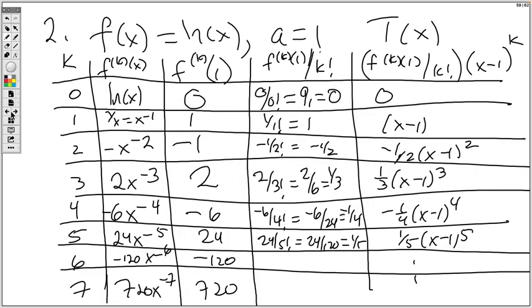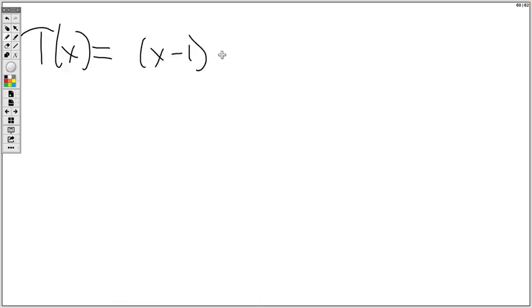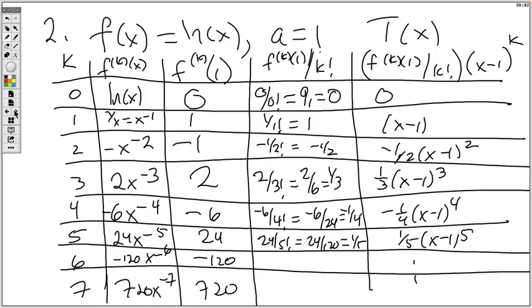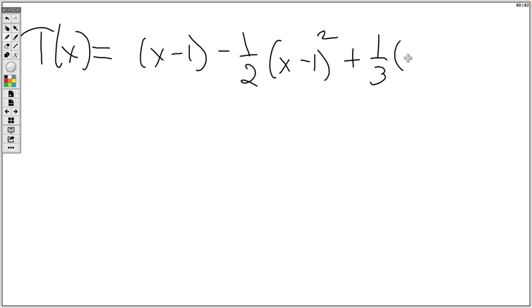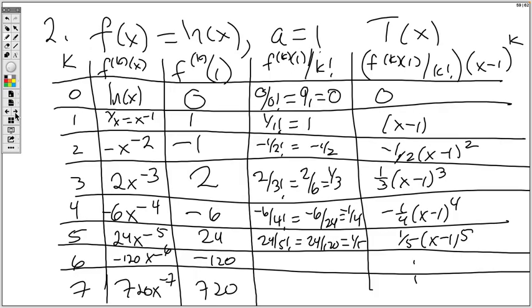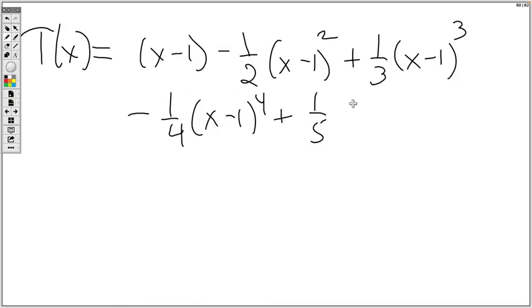0, plus x minus 1, minus a half, x minus 1 squared, plus a third, x minus 1 cubed, minus a quarter, x minus 1 to the fourth, plus a fifth, x minus 1 to the fifth. And once again, how can you test yourself? Can you see what the next one's going to be? Would it be plus or minus a sixth, x minus 1 to the sixth?